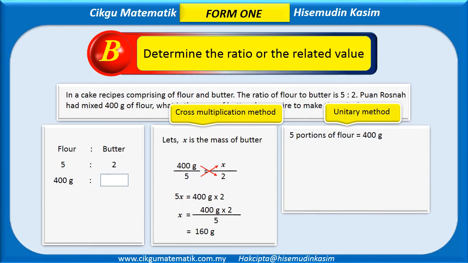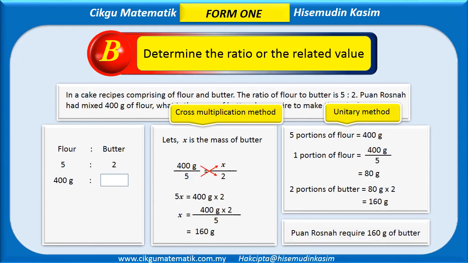Unitary method. 5 portions of flour equal 400 g. 1 portion of flour equals 400 g divided by 5 equals 80 g. 2 portions of butter equal 80 g times 2 equals 160 g. Puan Rosna requires 160 g of butter.